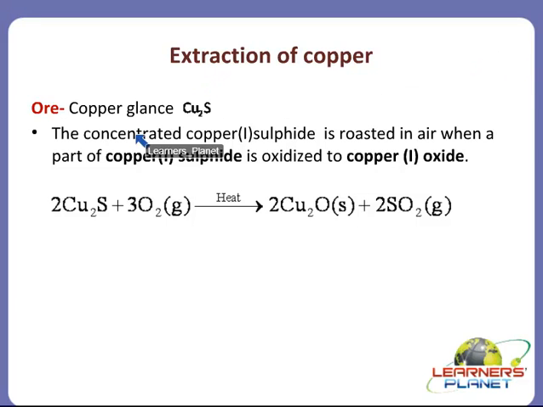Likewise, copper can also be extracted from copper glance, that is copper sulfide. Now in this, the concentrated copper sulfide, Cu2S, copper 1 sulfide, is roasted in air, when a part of copper 1 sulfide is oxidized to copper 1 oxide, or cuprous sulfide to cuprous oxide.